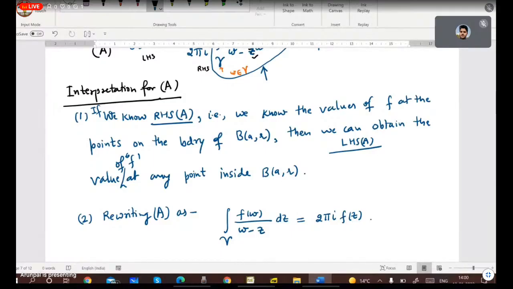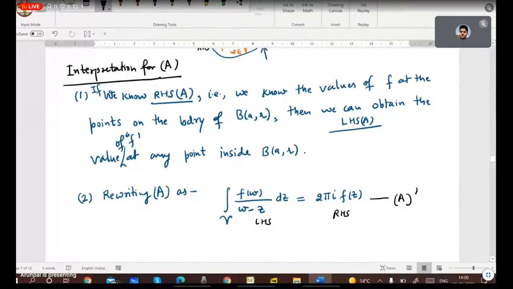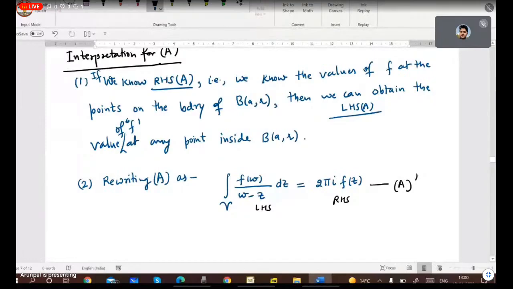Now again, the same way we can interpret it, class. This is, let us say, left hand side, this is right hand side, and let me call this as A dash. So class, if we know the right hand side of A dash, it means that we know the values of the function at the points inside the ball. Is this okay, class? Yes, sir.